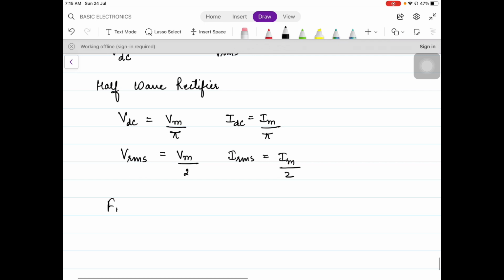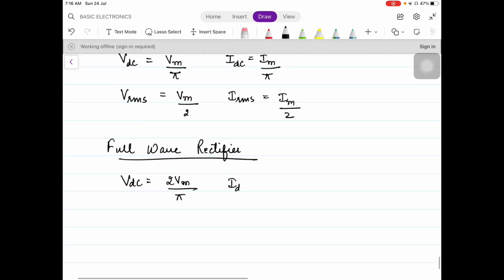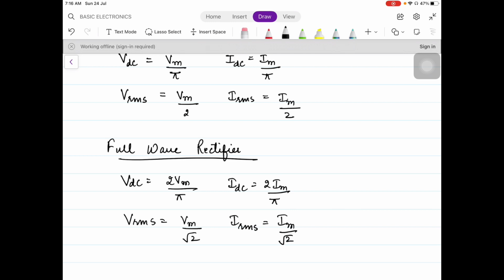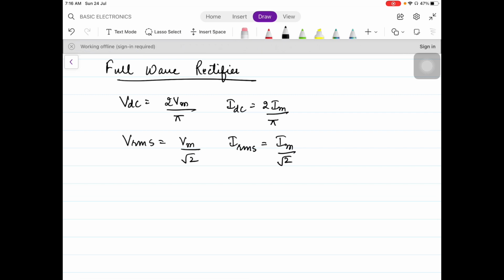Now for full wave rectifier, VDC is equal to 2Vm by pi. Therefore, IDC will be equal to 2Im by pi. VRMS for full wave rectifier is Vm by root 2, and IRMS is Im by root 2. So these values should be on our fingertips: what is VDC for half wave, what is VDC for full wave, what is VRMS for half wave, and what is VRMS for full wave. These are the values for full wave rectifier.